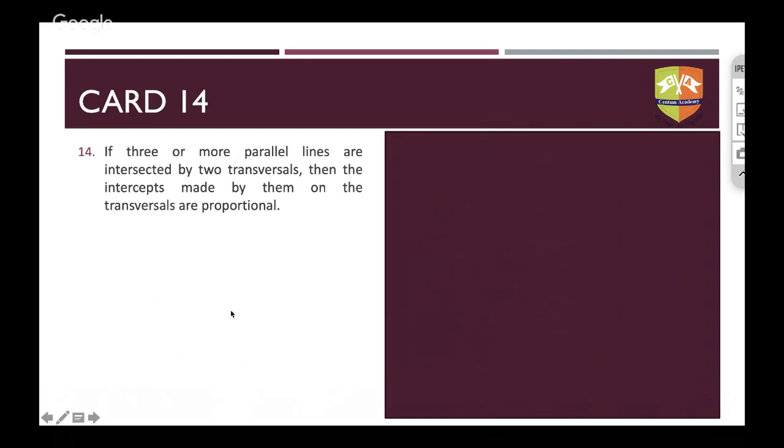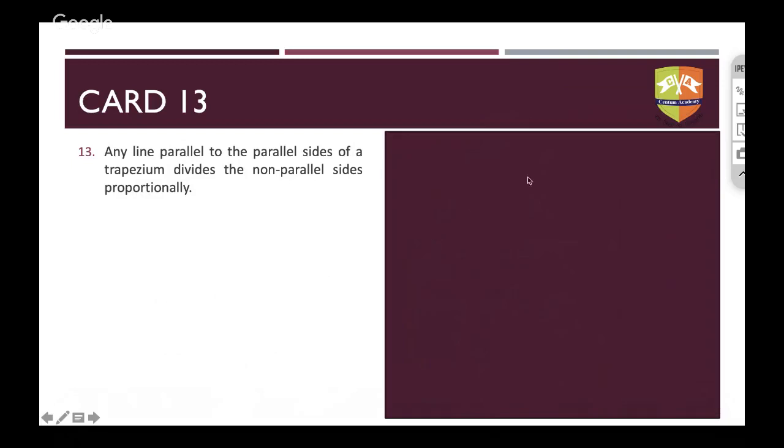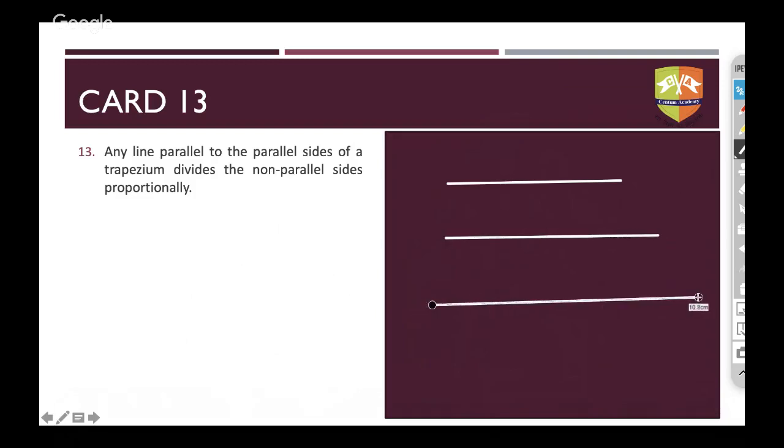What question Kritika is asking is this. Let me share it with all other people. In this card, if there are three parallel lines, and there are two transversals like that, she's asking, can I join these two and prove? You can definitely prove. How? What is the proof?